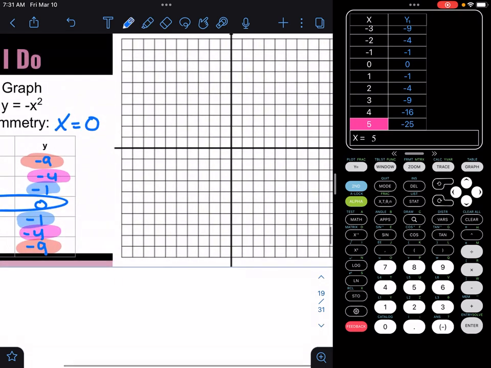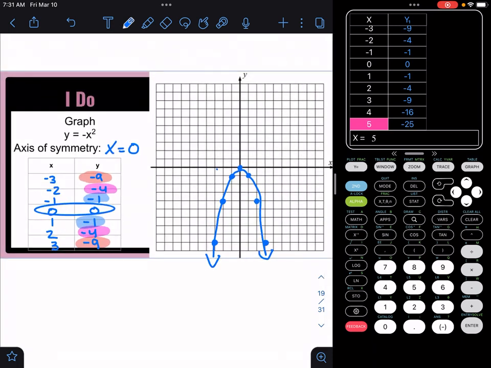And now let's graph this. Negative 3, negative 9. 1, 2, 3, 4, 5, 6, 7, 8, 9. Then negative 2, negative 4. 1, 2, 3, 4. Then 1, 0, 1, 4, and 9. Perfect. And now let's connect these points. And we're going to put the arrow at the bottom because it's going down. And it looks something like that.